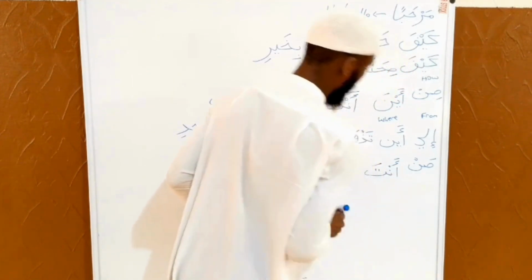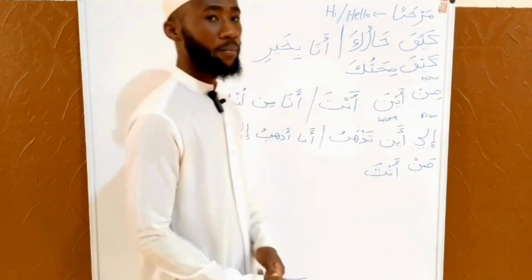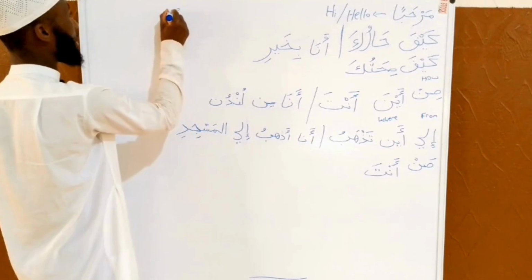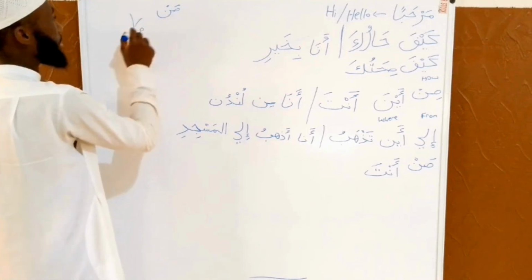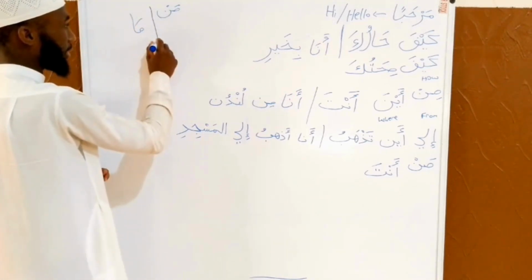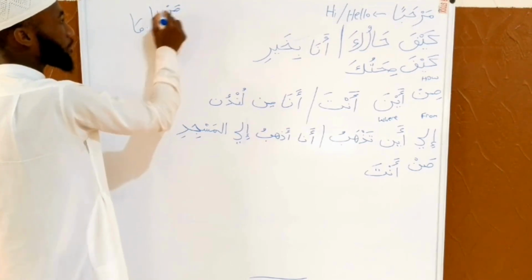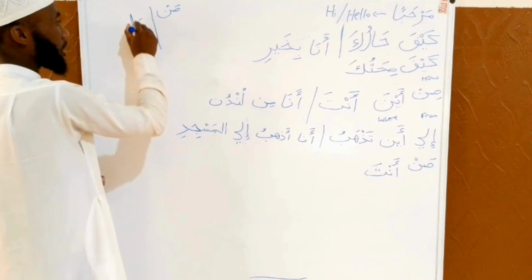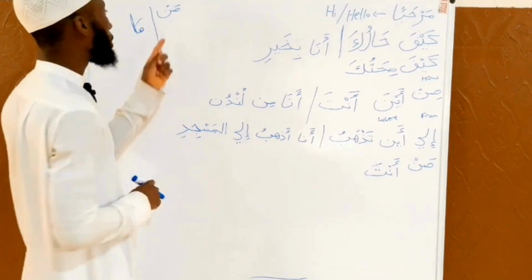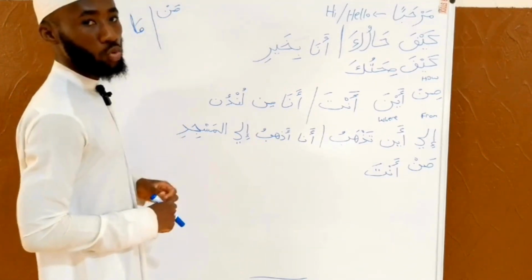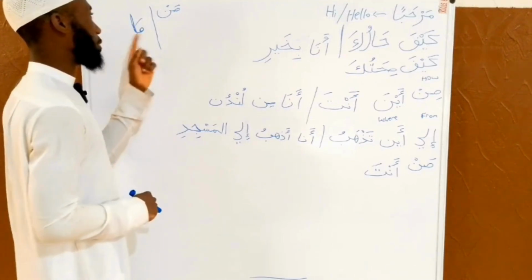Man anta. Who are you? Man anta. We have man here. This is man, and then we have ma. Man and ma are different. You can't use ma. You can't say ma anta, that is a mistake. You just say man anta, who are you? But if you say ma, that's what are you? That is ridiculous. That is bad.